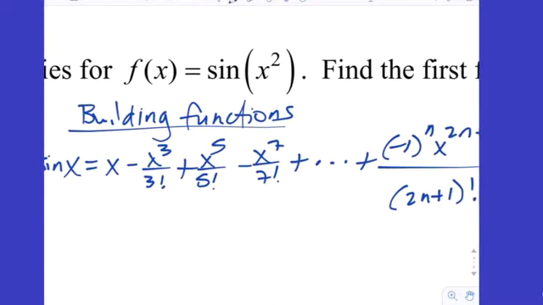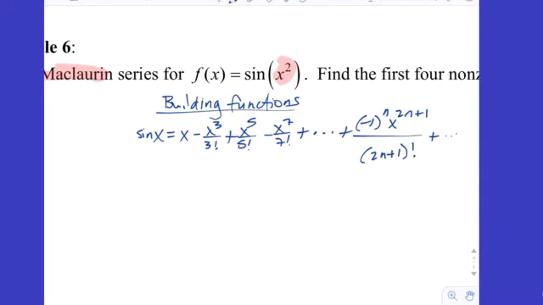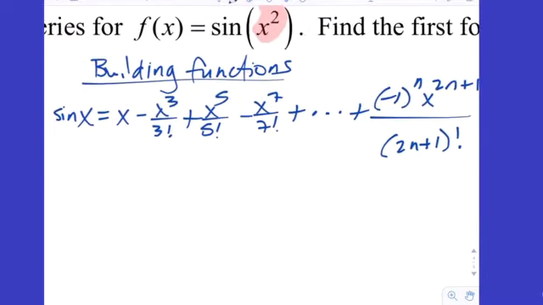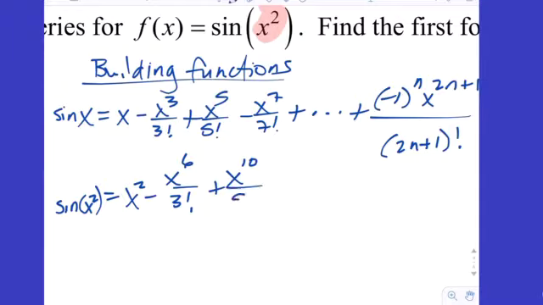And now, all we have to do to build this function, since it's still centered at 0, is replace x with x squared. All right, so on the next line, we get sine of x squared. And this is substitution, not multiplication. So we get x squared minus x squared cubed is what? x to the 6 over 3 factorial plus x squared to the 5th is x to the 10th over 5 factorial minus x to the 14th, good, over 7 factorial.